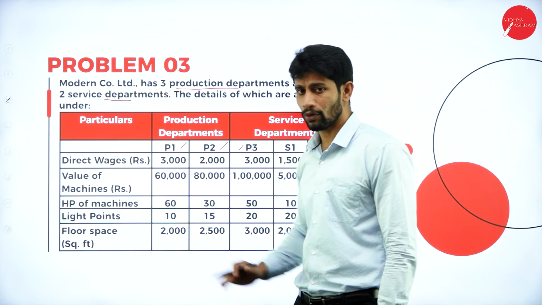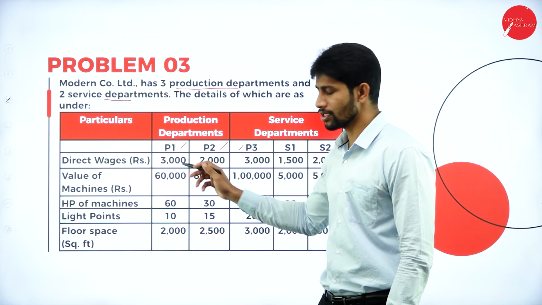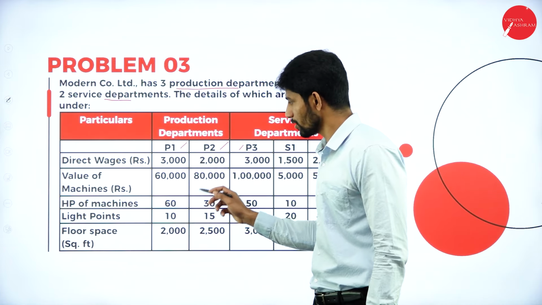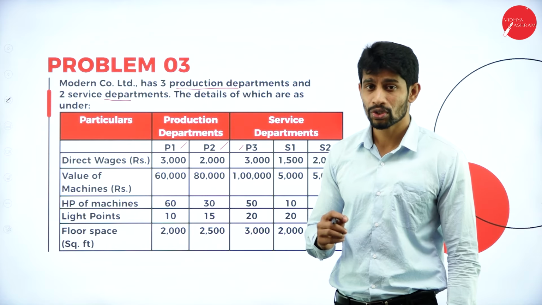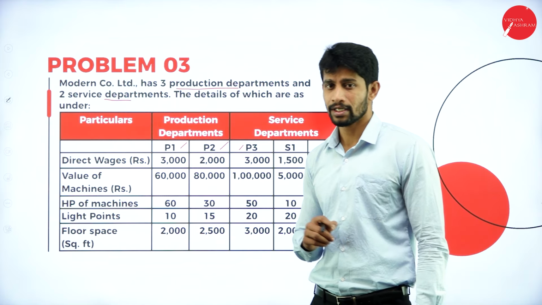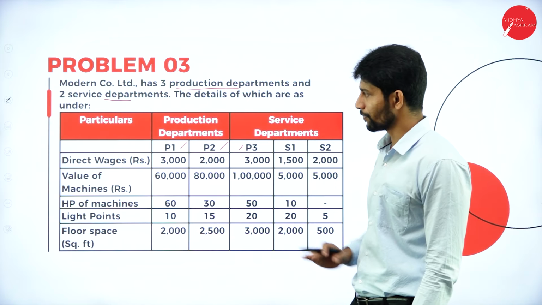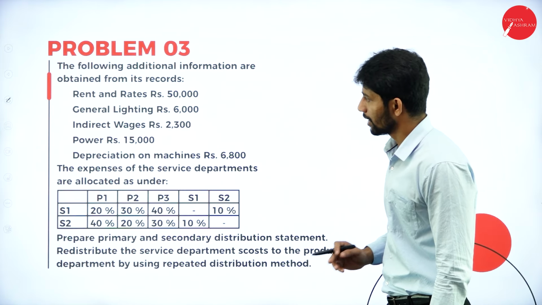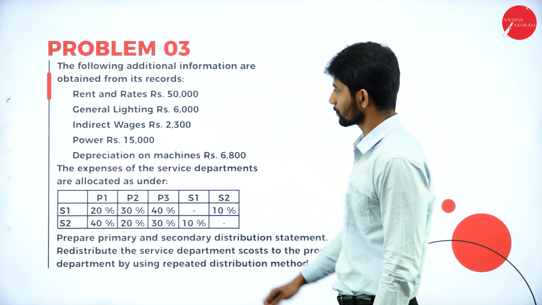HP is given, lighting points is given. So why is this information useful for us? This information will be useful for us to find out the ratios, right? To find out the ratios, this information is very much important. And what is required next?